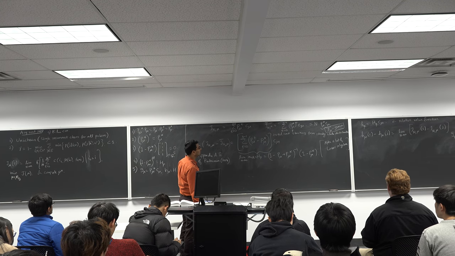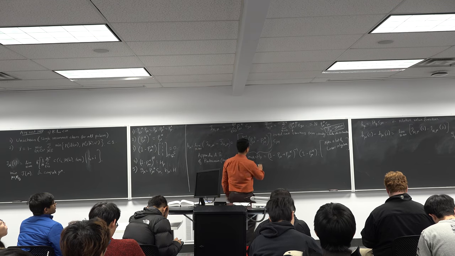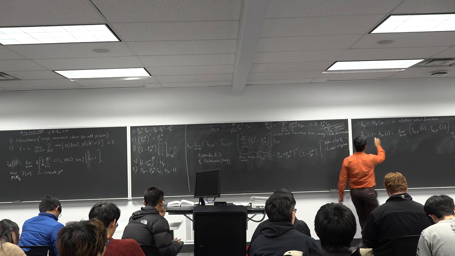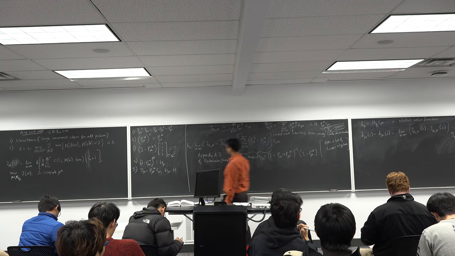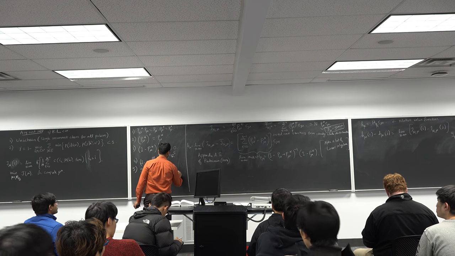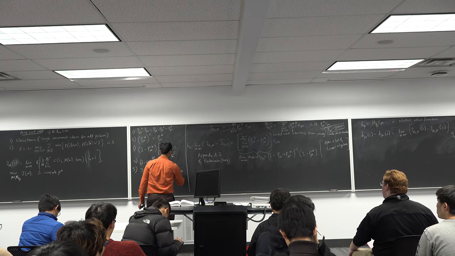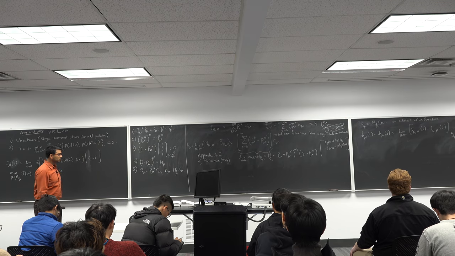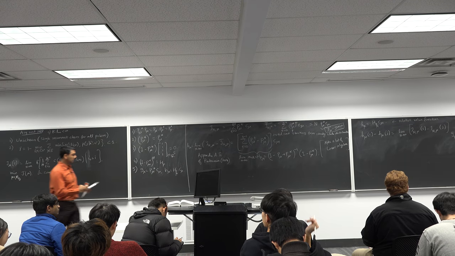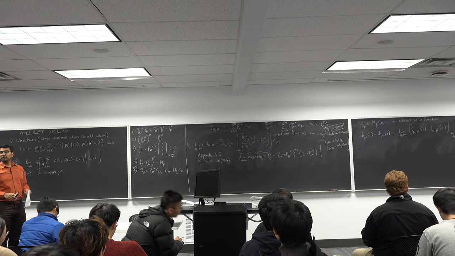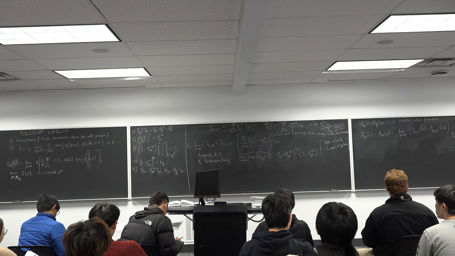So what should I do? Let me write it as HP mu, HP mu multiplied by C mu. Okay, now we have everything we need to talk about the optimality result. Any questions so far?